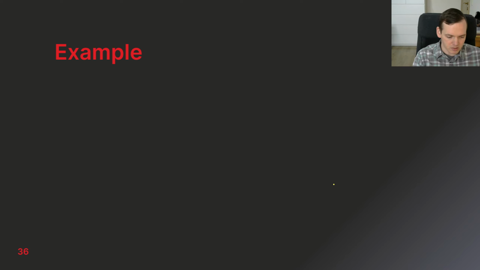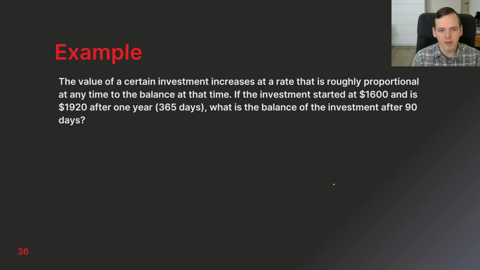Let's do another example that shows a bit more of a real world example. The value of a certain investment increases at a rate that is roughly proportional at any time to the balance at that time. So we say that dp, and this is just because in finance you'll see p for principal, is the amount of money there. If it's roughly proportional to the balance at any time, it's going to be proportional to how much is there. So dp dt equals kp.